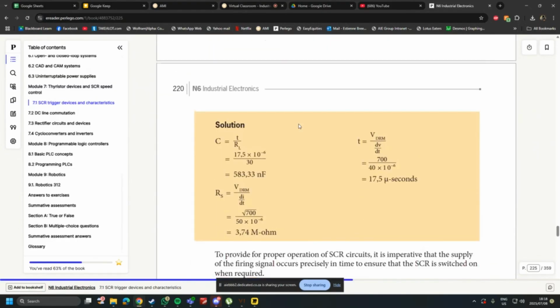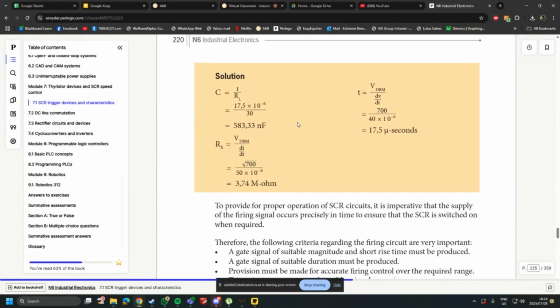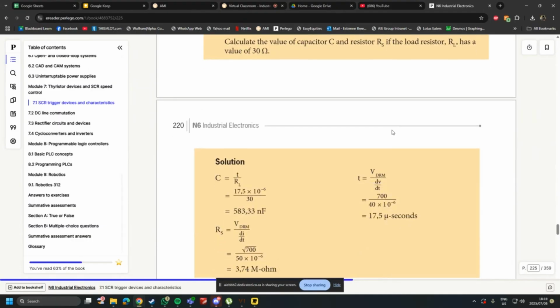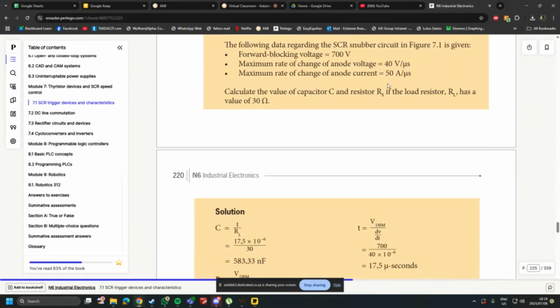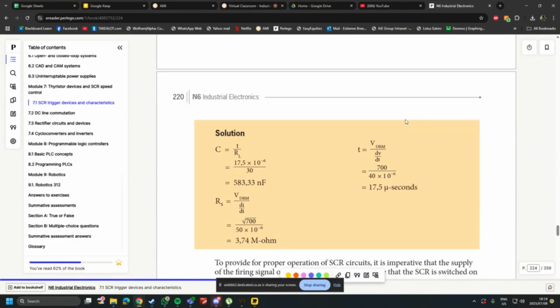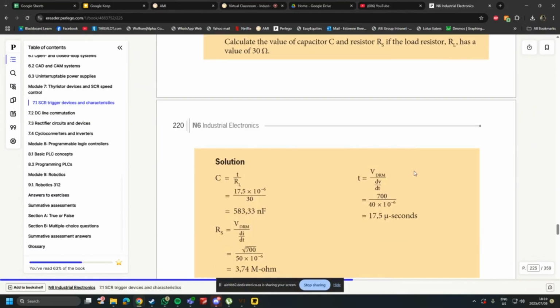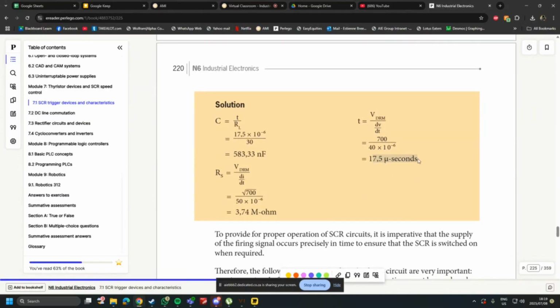Right, so as you can see, pretty straightforward. Take the formulas, just substitute. You are given everything: maximum rate of change of voltage, maximum rate of change of anode current. And remember, this is 50 amps per microsecond. I'm actually a little bit baffled on how they do the calculations here, let me just see here. So that is 40 volts per microsecond or 40 megavolts per second. All right, okay, but they keep the microseconds here. So, okay, that actually makes sense.